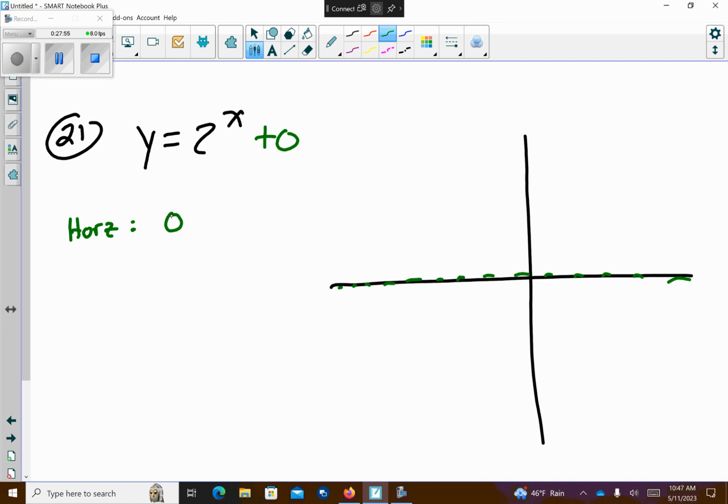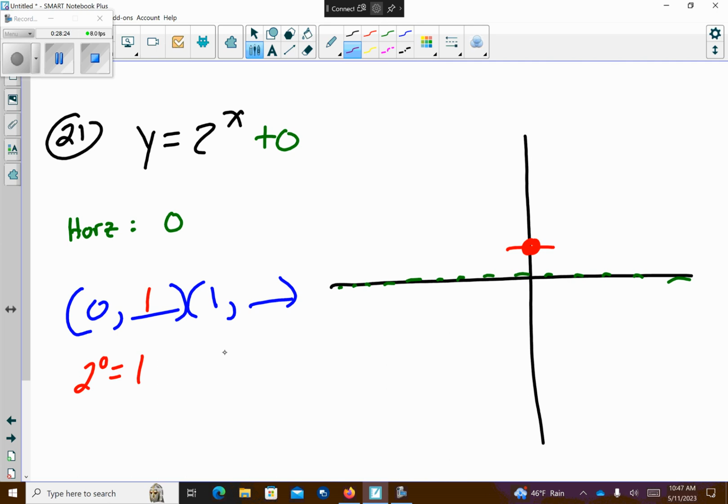We don't know if it's growth or decay yet. So what am I going to plug in? 0 comma blank and 1 comma blank. Later in classes, not this year, you will see how to do it a little bit differently. But this is 2 to the 0, and 2 to the 0 is 1. So I get 0, 1, which is here. Then I plug 1 in, so I get 2 to the first, which is 2. Then I get 1 comma 2.